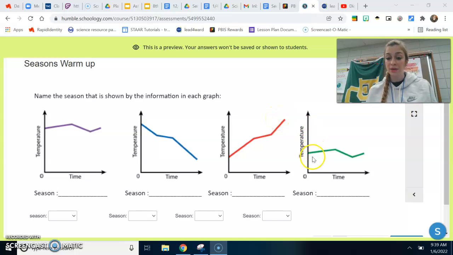Okay, and then the last one, that is a season where your temperature is low the entire season. That should help you answer all four of those correctly.